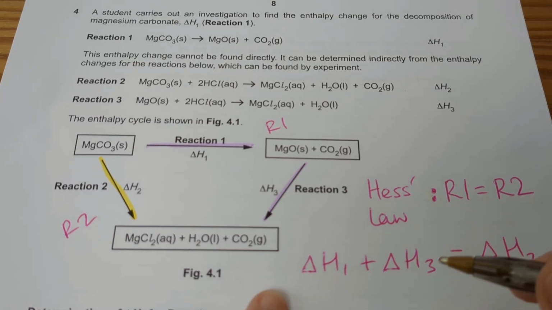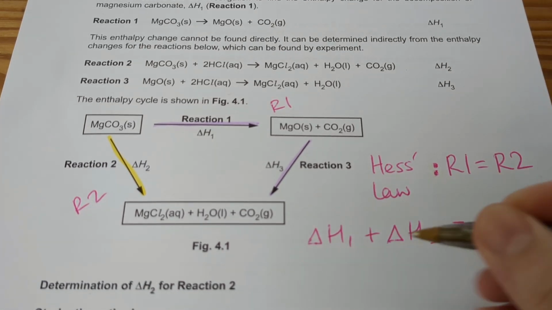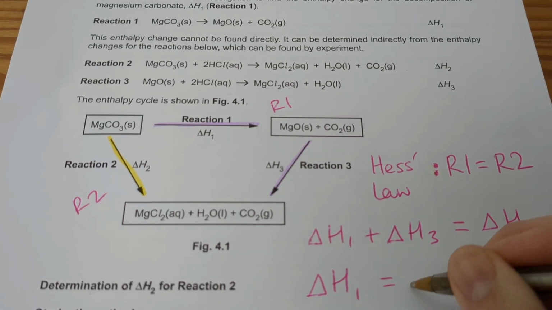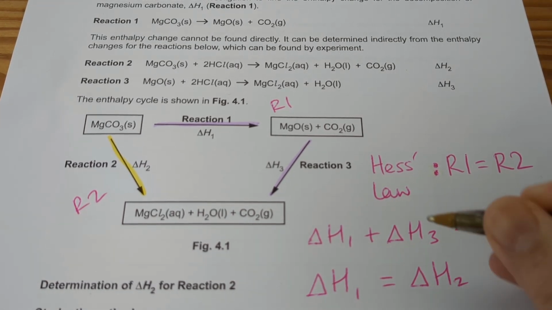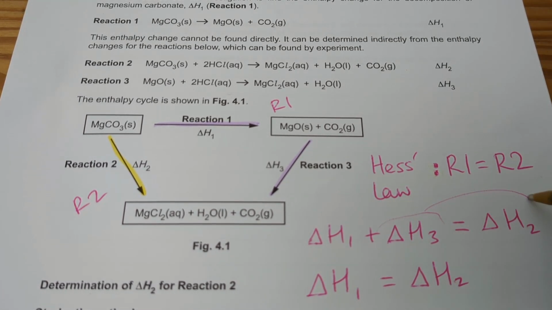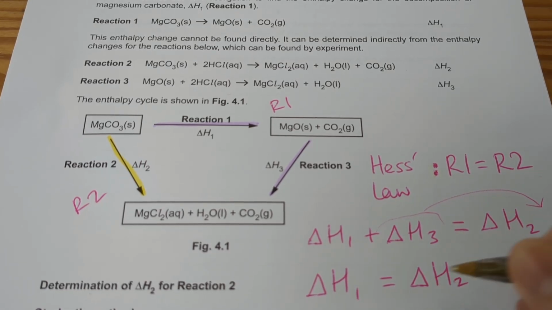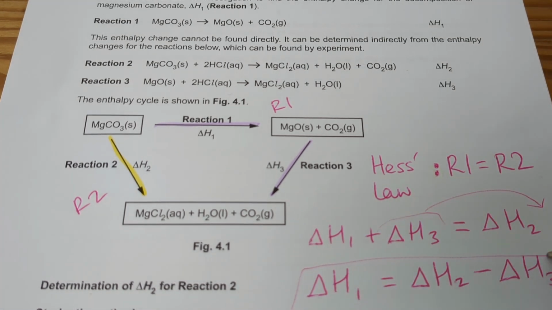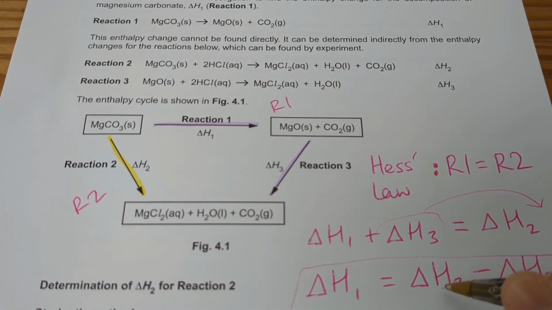Now we're trying to calculate this delta H1 from the other two. So I'm going to rearrange in terms of that. Leave delta H2 where it is, and this one is going to move across the equals, so it will change its sign. It will become minus delta H3, and this is the expression we can use after we've got a value for this one.